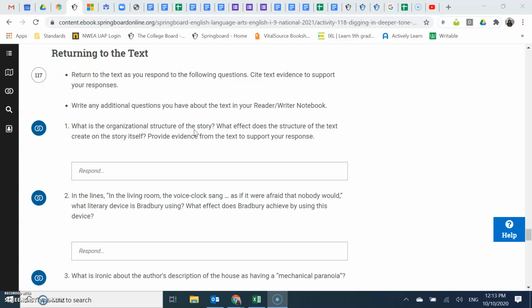And then, what effect does that structure have? So, if you said it's sequence, what effect does sequence have in the story? If you said it's description, what effect does description have on the story, etc. And you need to provide evidence from the text to support that. So, what is the structure and what effect does it have on the story, and cite evidence. And I want you to think about just this question: how does the clock contribute to the structure? Think about that. How does the clock contribute to the structure of the story?